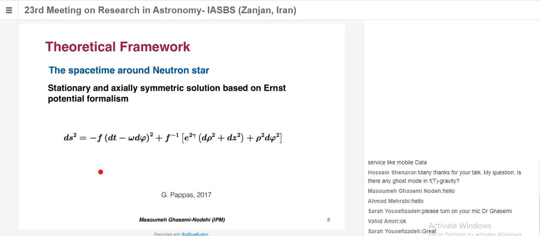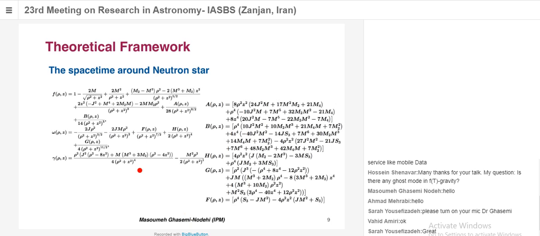First, I present the iron line of a neutron star, the space-time around a neutron star. The stationary and axially symmetric solution based on Ernst potential formulas can be written as this one, where we have the first 5 multipole moments here. That is the mass, angular momentum, mass quadrupole, S3 current octupole, and M4 mass hexadecapole.